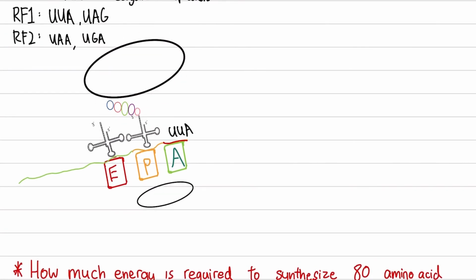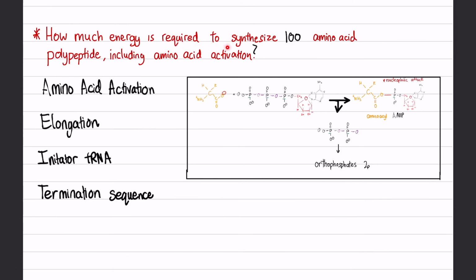How much energy is required to synthesize a 100 amino acid polypeptide chain, including amino acid activation? If you've seen the amino acid activation video, you know that amino acid activation requires 2 ATP equivalents. An ATP equivalent is just a high energy phosphate bond. We're saying that because elongation requires GTP as well, so it's just a reference to a high energy phosphate bond. So amino acid activation requires 2 high energy phosphate bonds.